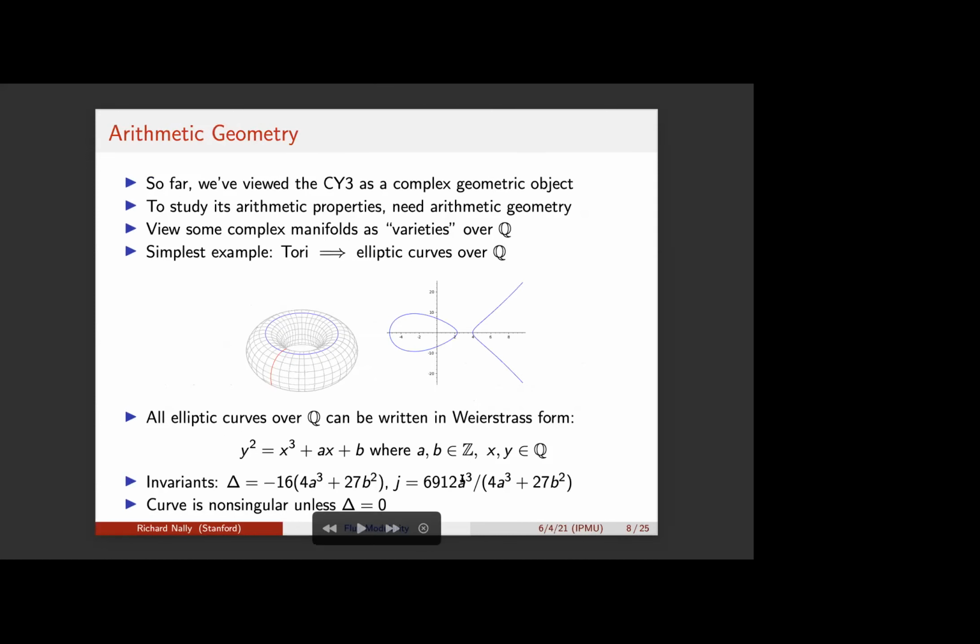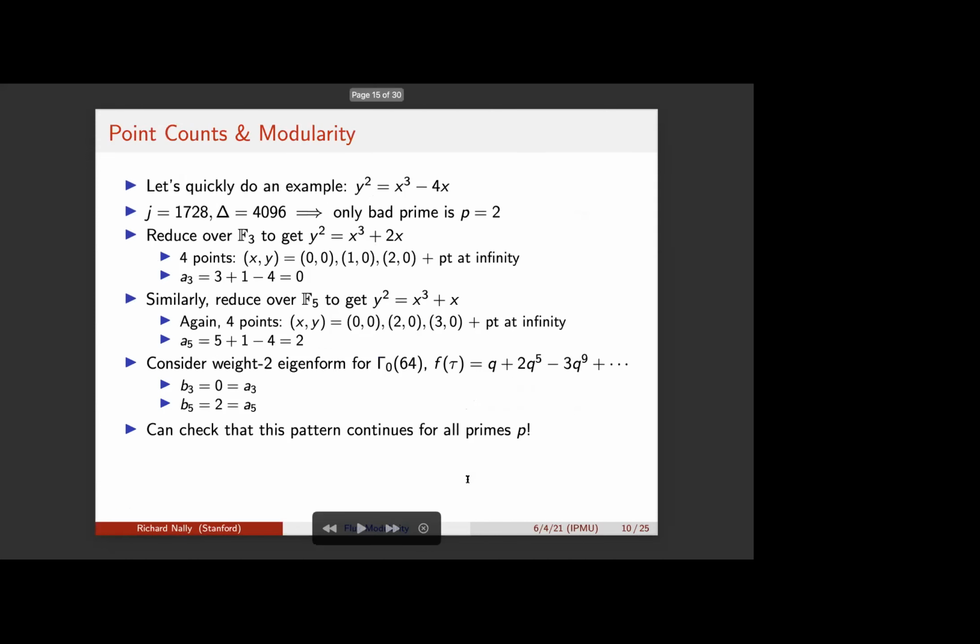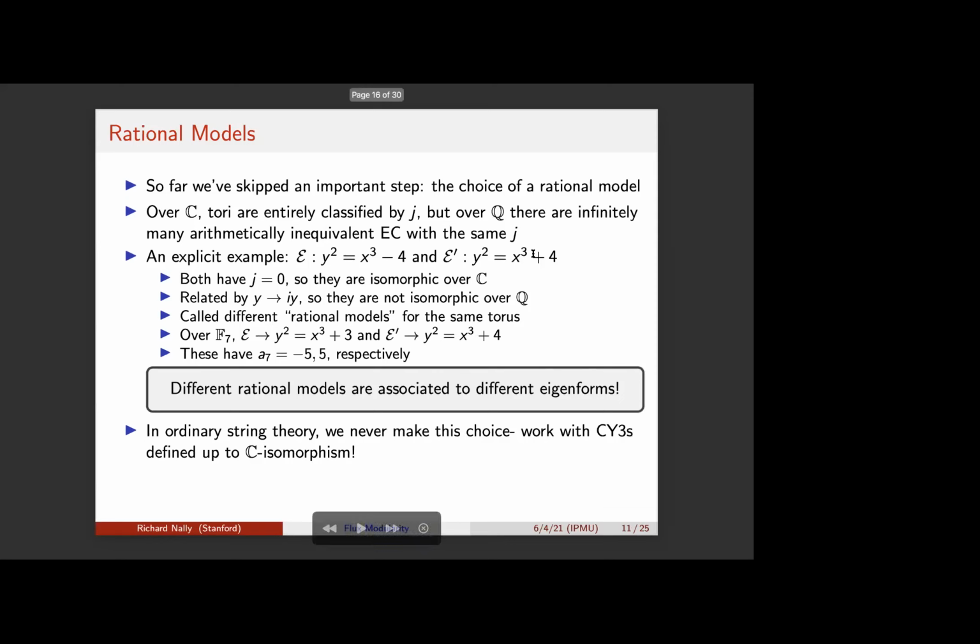In this formula, if a is 0, j is just 0. So here a is 0 on both of them, so they both have j equals 0. But the map from this torus to this torus is generated by y goes to iy. Since there's an i in here, this change of variables isn't defined over Q. So even though they're isomorphic over C, they're not isomorphic over the rational numbers.